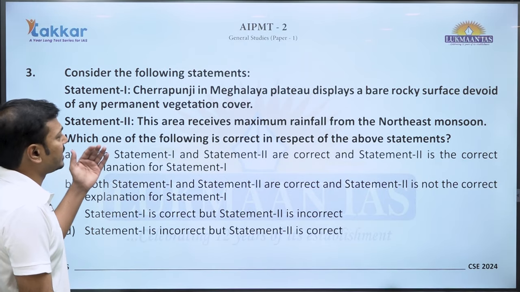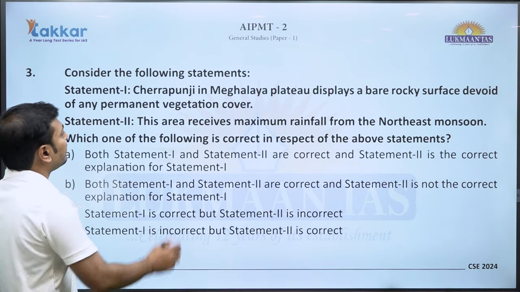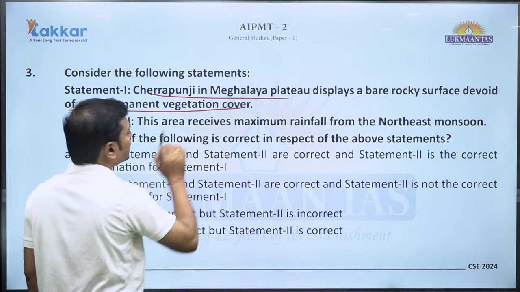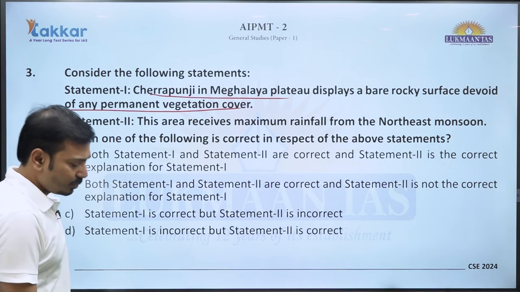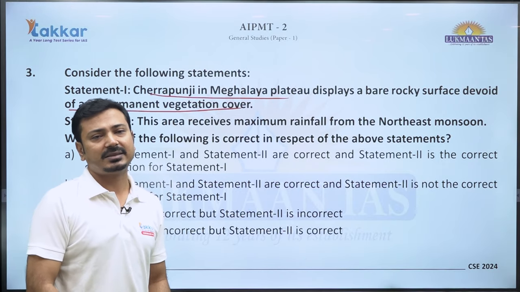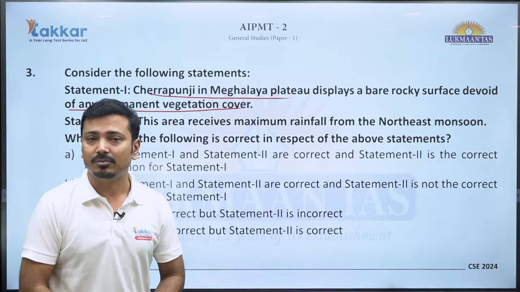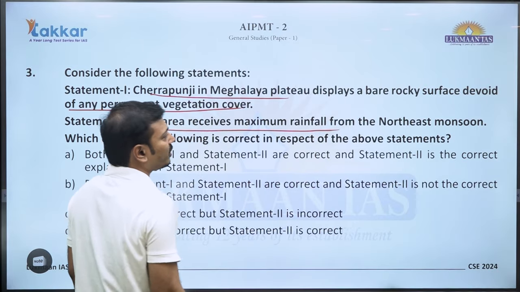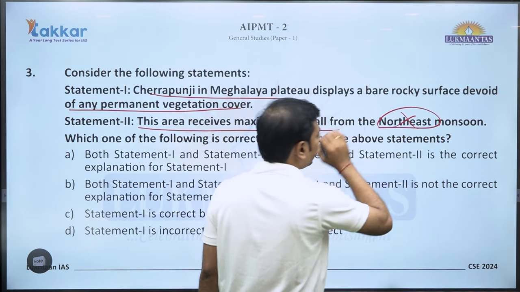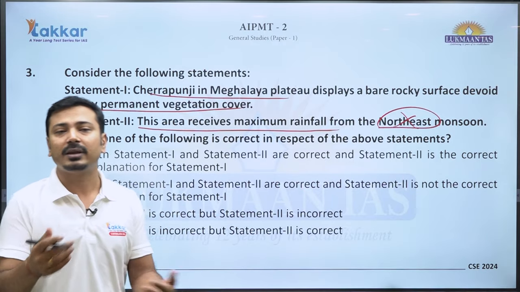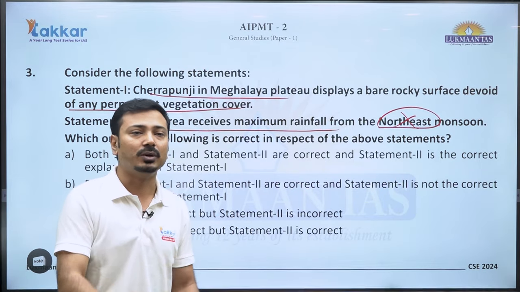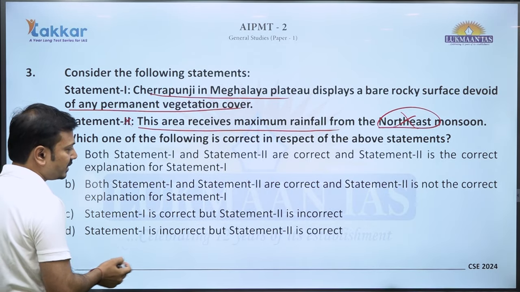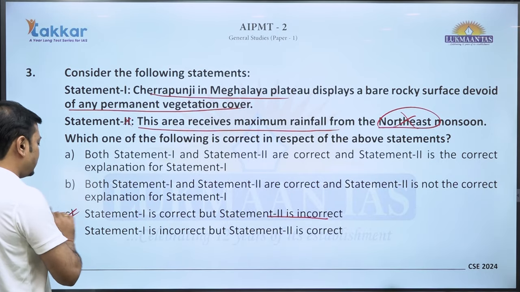Right. Next, again a statement 1, statement 2 type of question. Cherrapunji in the Meghalaya plateau displays a bare rocky surface devoid of any permanent vegetation cover. Yes, we know about Cherrapunji, Mawsynram. So it receives the maximum amount of rainfall from which monsoon? Southwest monsoon. Look at the second statement. This area receives maximum rainfall from the northeast monsoon. No, this is incorrect, right? It receives maximum rainfall, more than 1000 centimeters, from the southwest monsoon and not the northeast or retreating monsoon. So the second statement is incorrect. We get the answer. C is the correct answer.